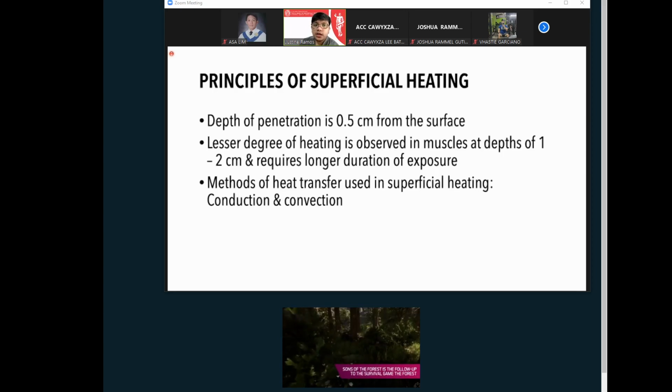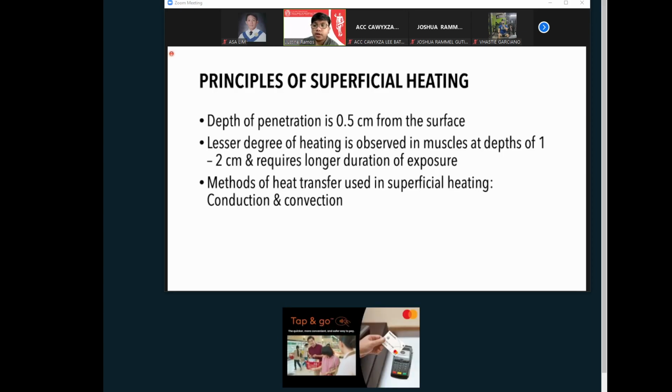So generally, the depth of penetration is 0.5 centimeter from the surface all the way to 2 centimeter, and it requires a longer duration of exposure. So the methods of heat transfer are conduction and convection.